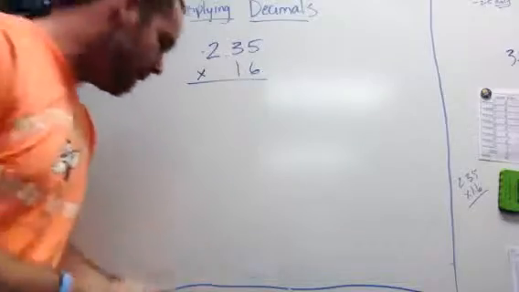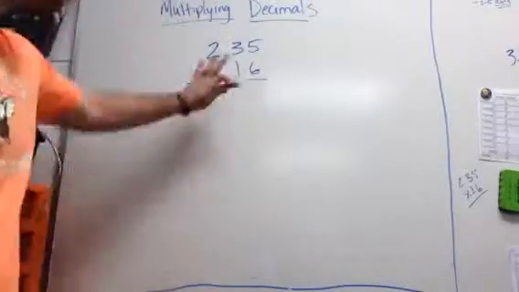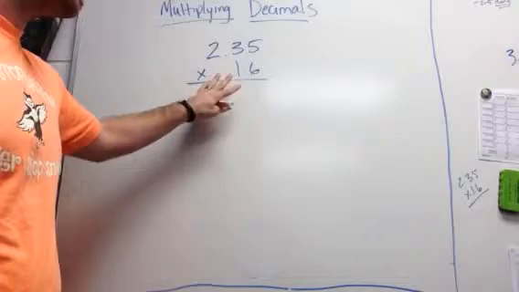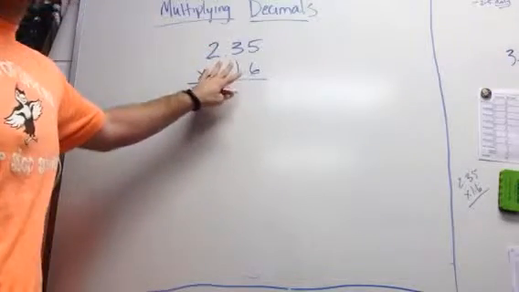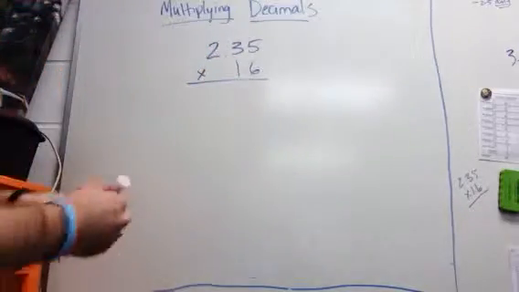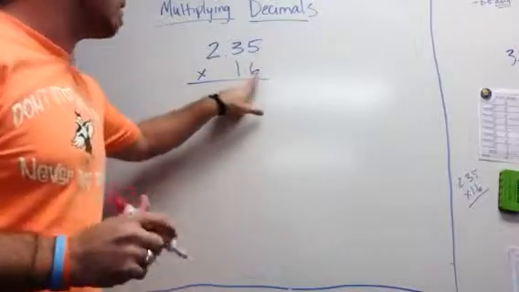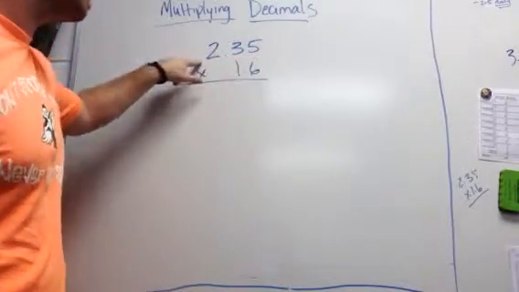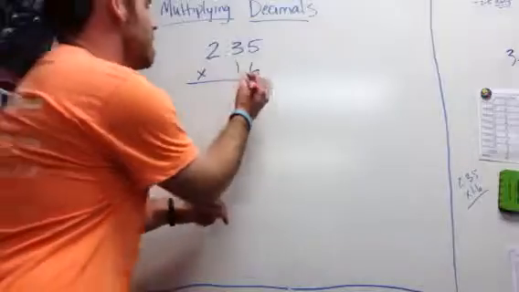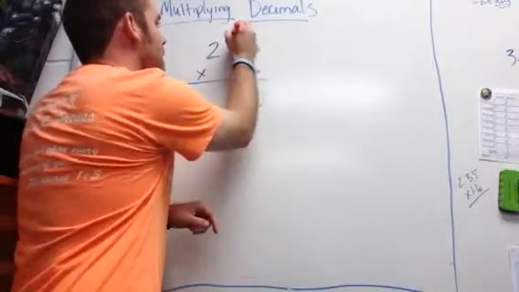So whenever I multiply decimals, the first thing I'm going to do is pretend like the decimals aren't even there. I'm going to multiply them as if they were whole numbers. And so I'm going to imagine that those decimals are not there. So we do the same thing we do as always. We do our factor of 6 multiplied by all the numbers on top. So 6 times 5 is 30. Drop my 0, carry my 3.